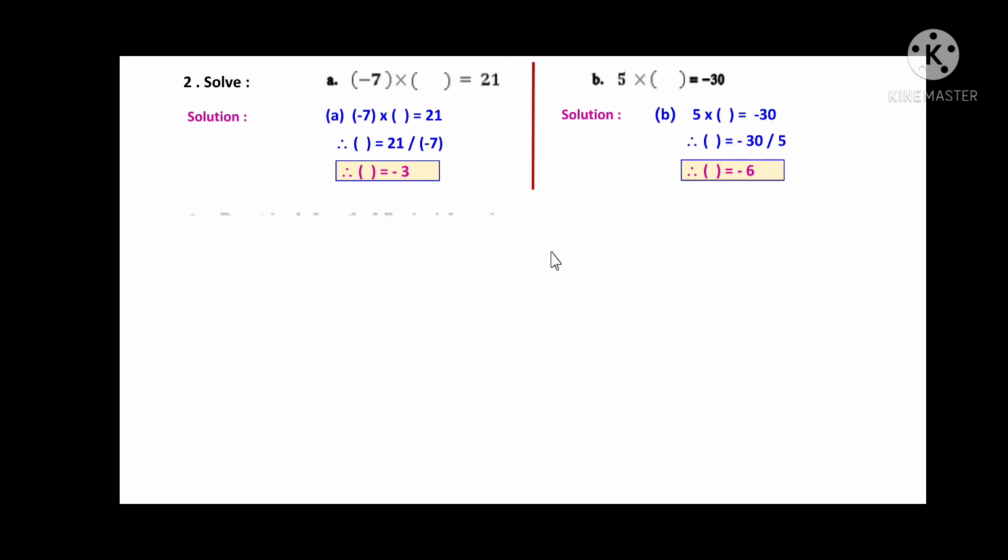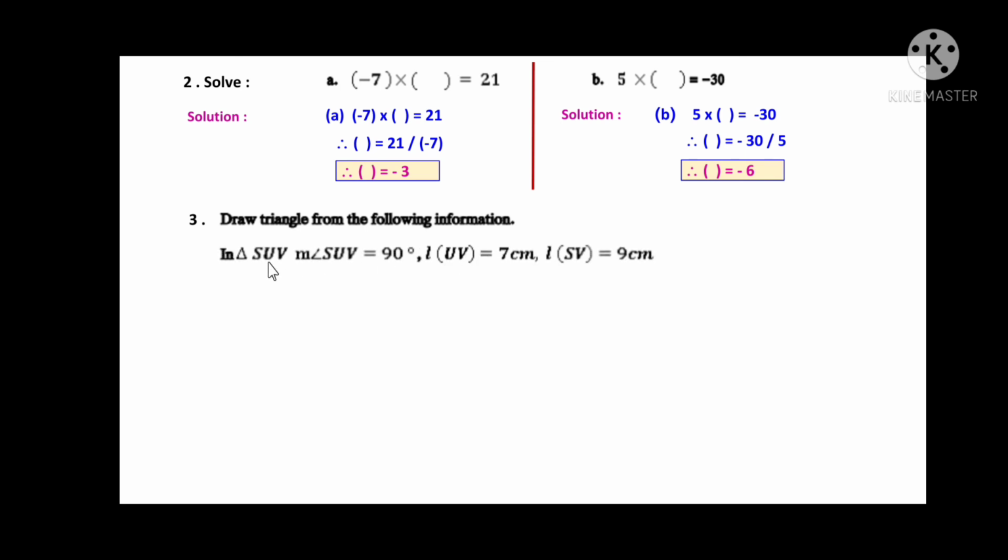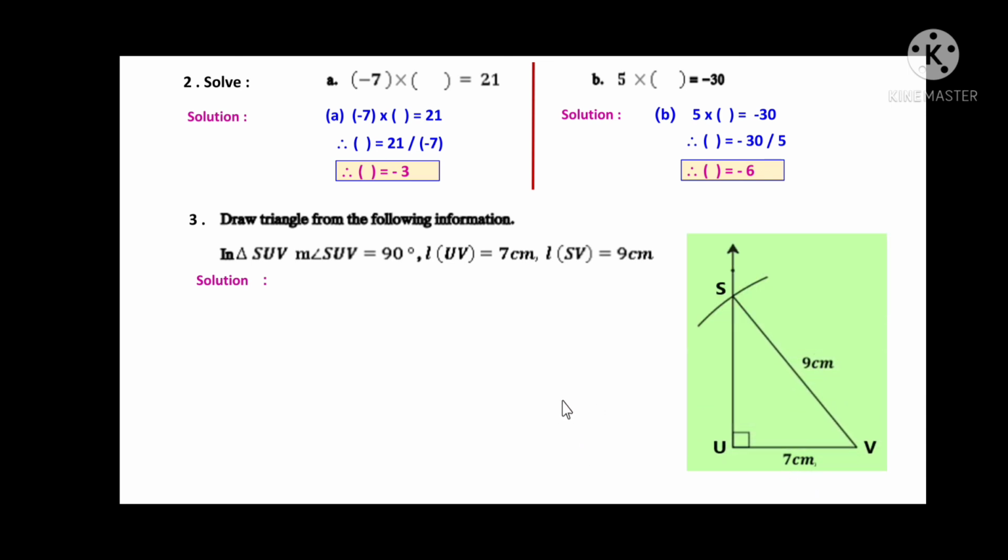Friends, we will see the next problem, that is, draw a triangle from the following information. Consider the triangle SUV such that angle SUV is equal to 90 degrees, UV is equal to 7 cm and SV is equal to 9 cm. First we will draw this segment UV of 7 cm. After drawing UV equal to 7 cm, we will take the protractor, put it at point U and draw the right angle.